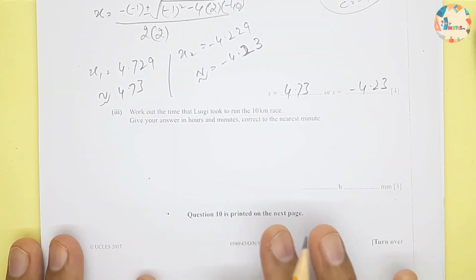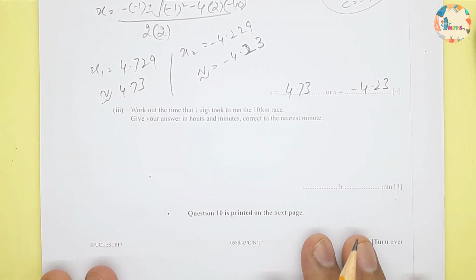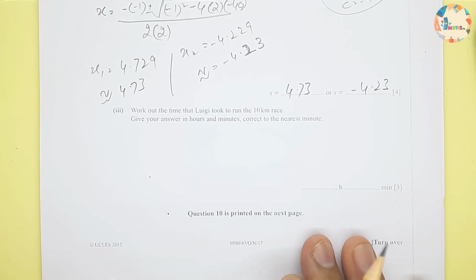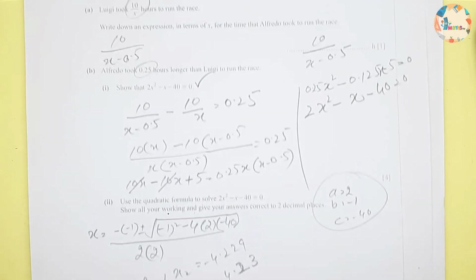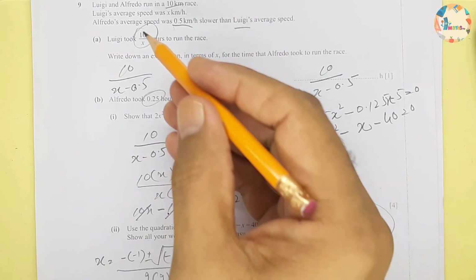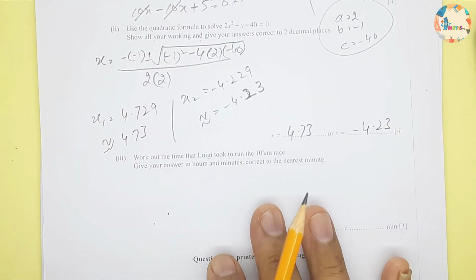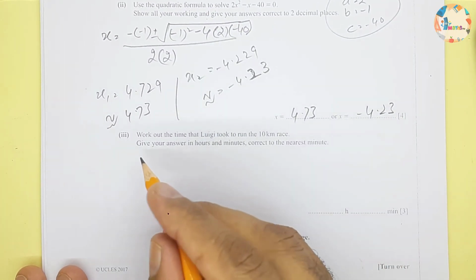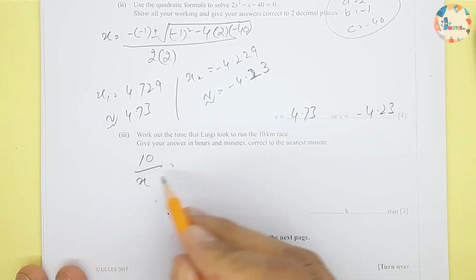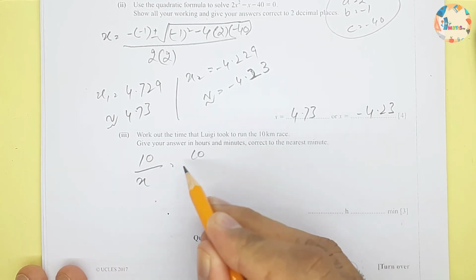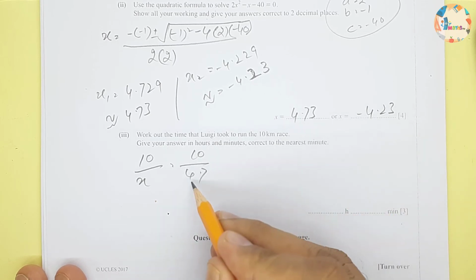Third part, work out the time that Luigi took to run the 10-kilometer race. So basically we'll be replacing this value of x in Luigi's time, and Luigi took 10 by x. So 10 over x will be what? 10 divided by x will be equal to 10 divided by 4.73.